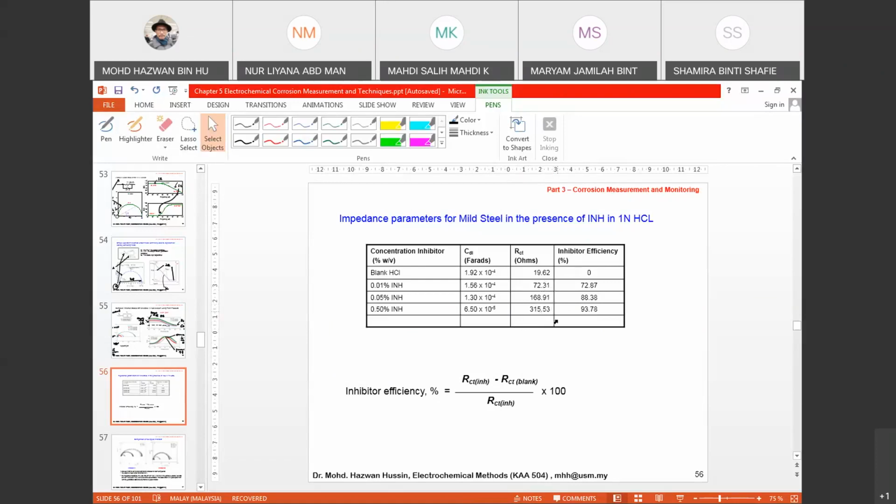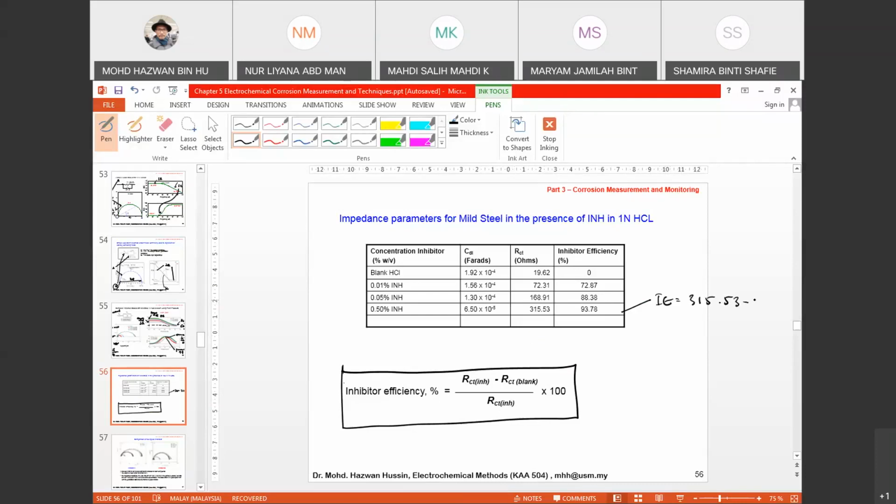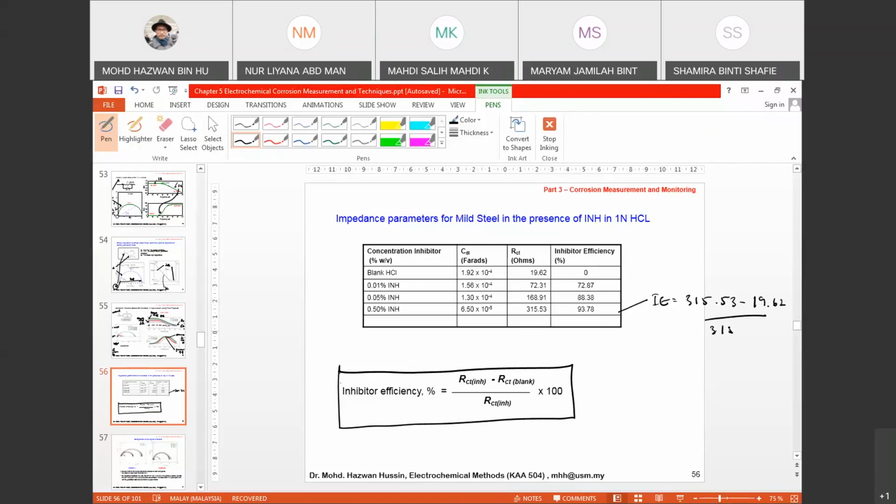So how can you calculate the inhibition efficiency? You can calculate it using this formula, almost the same as before: the charge transfer resistance of inhibitor minus the charge transfer resistance of blank, over the RCT of inhibitor, multiplied by 100. For example, like this one, you can get it easily by calculating 315.53 minus 19.62, divided by 15.33, times 100.